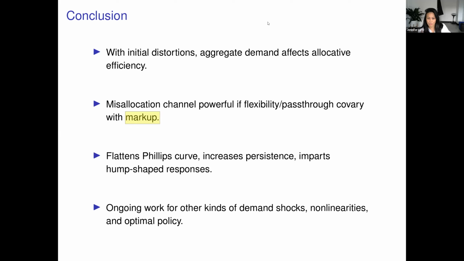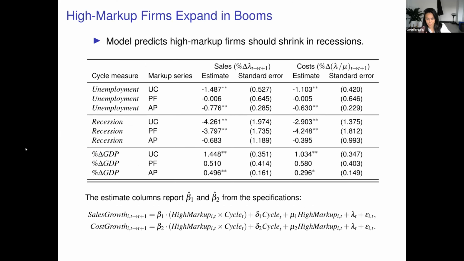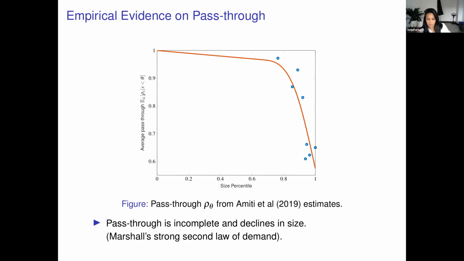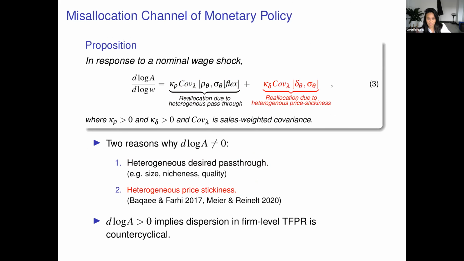So you have these two covariances. One is between markup and pass-through, which to me seems very intuitive. And then the other one, the flexibility, is that quantitatively significant, or what are you finding there? So for that, you would need a firm level measure of the Calvo parameter, because you're doing the firm level.